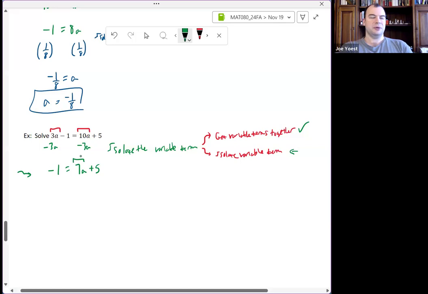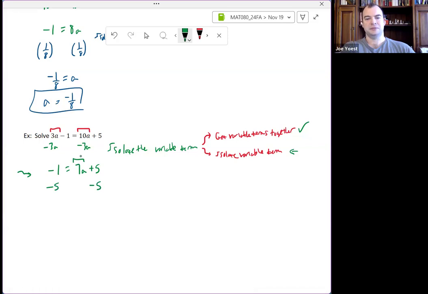And now isolate the variable term. I want to get the 7a term by itself. It has a plus 5 added onto it. I'll choose to add the additive inverse, -5, to both sides. On the right, I have 7a plus 5 minus 5. That's just 7a. On the left, I have -1 minus 5 is -6. And I've now fully isolated the variable term. I have number times a equals number. Everything is as simplified as it can be. 7a equals -6. Nothing really to simplify there.